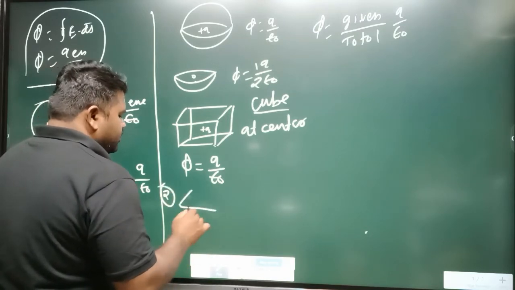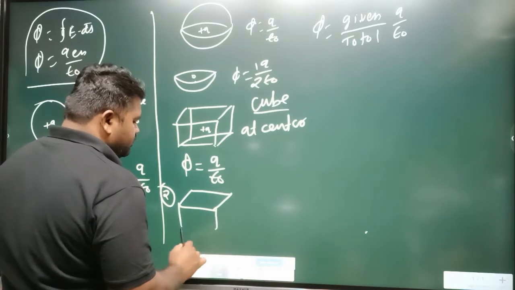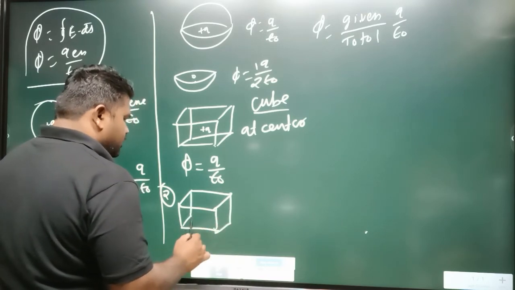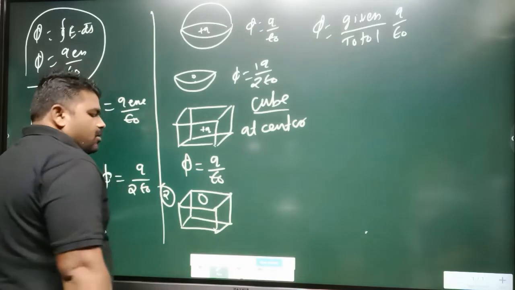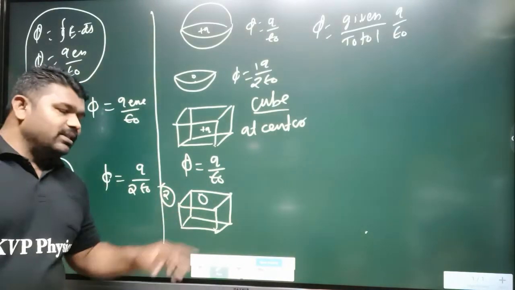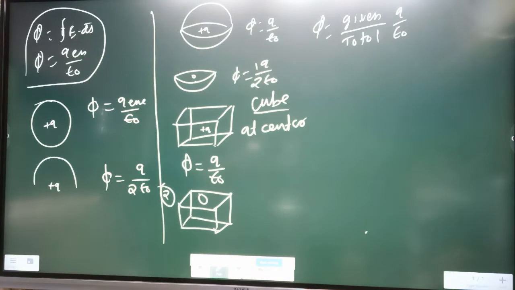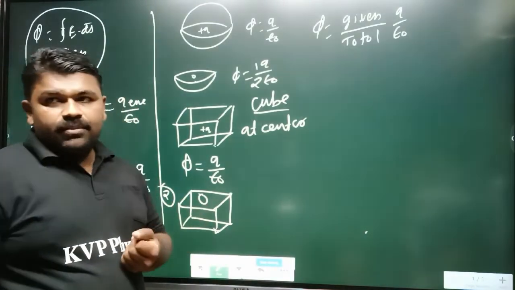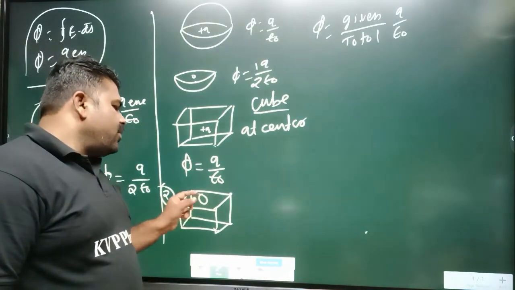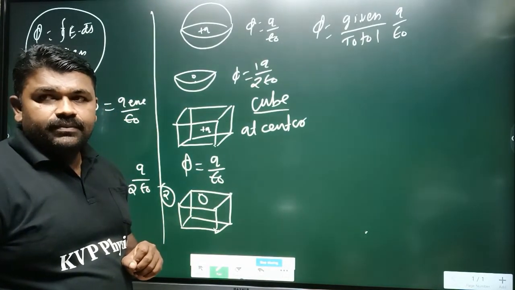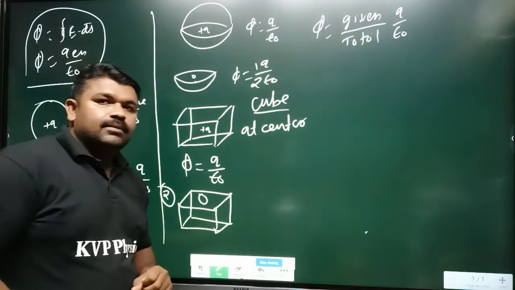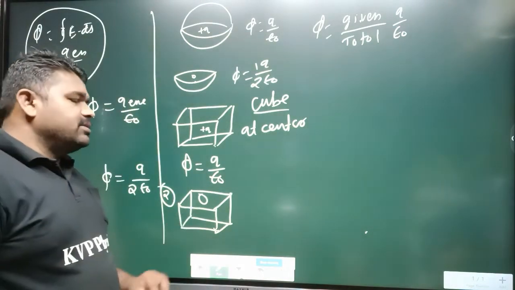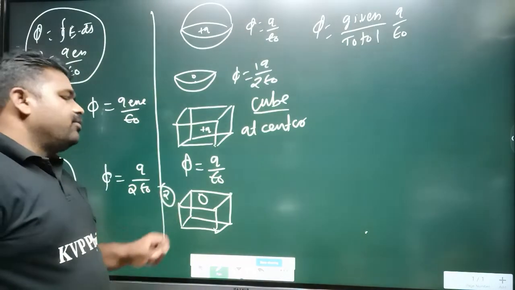Next, second one. Suppose we place the charge on the surface of the cube. How much flux is passing through this cube? How to identify? Here, this one is a cube. Okay, the particle is placed on top of the cube. How many cubes are required to cover this charge? We need how many cubes?